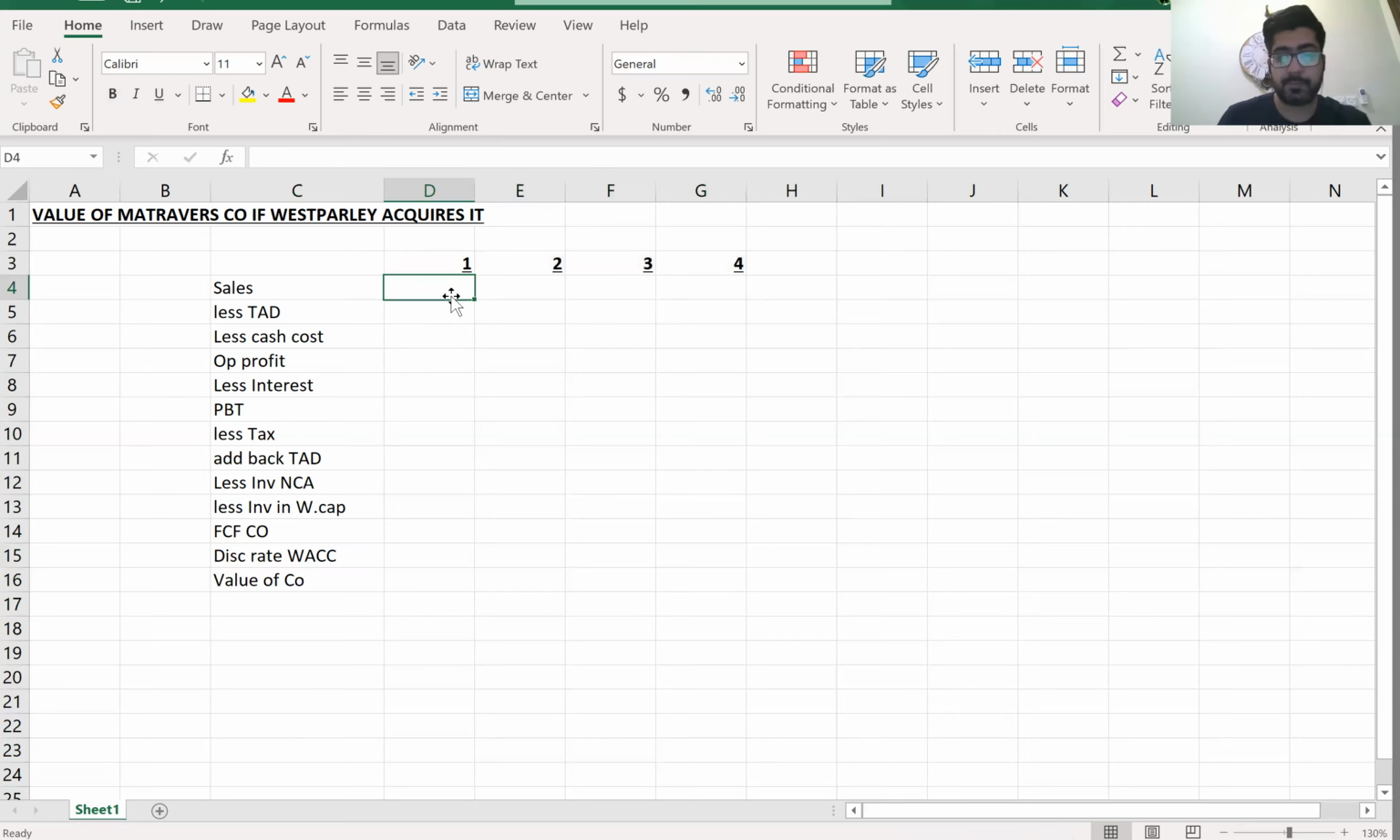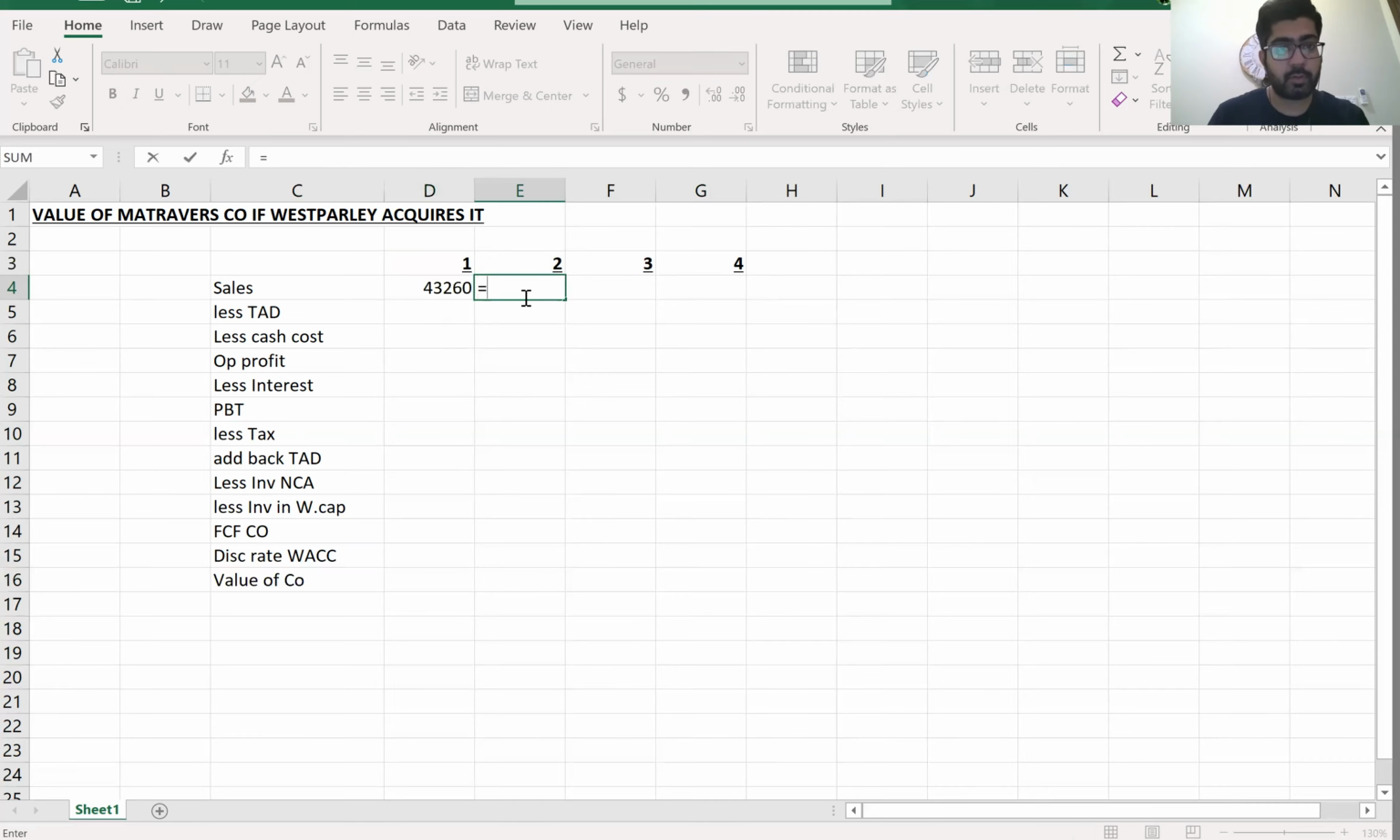So in the first year, it's 43260, and then it will grow by 3%. So D4 asterisk 1.03, and you can continue this.